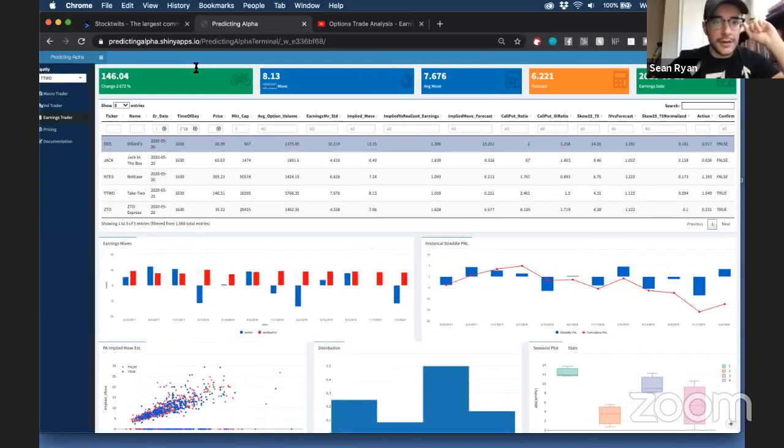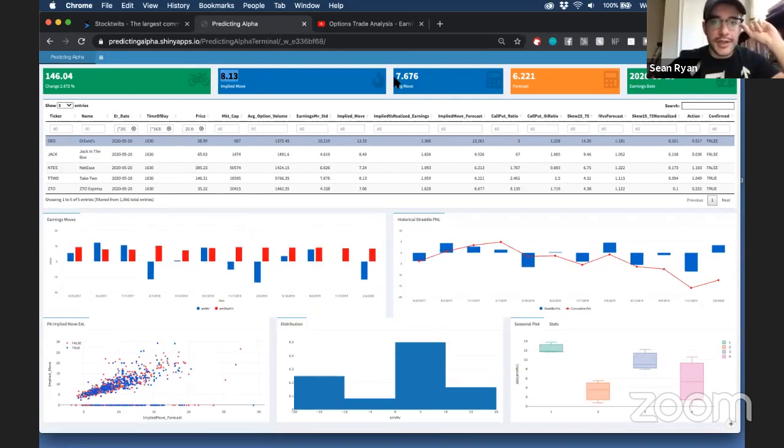So the first thing that I look for is, is there an edge, right? 8.13 compared to the average move of 7.676. So what we can see here is, yeah, there's a small edge that we can actually take advantage of in this trade. But when we're trading something like this, you wouldn't want to trade just this one event. You'd want to find a bunch of other things that you can place trades on to spread your risk, because the edge isn't huge here.